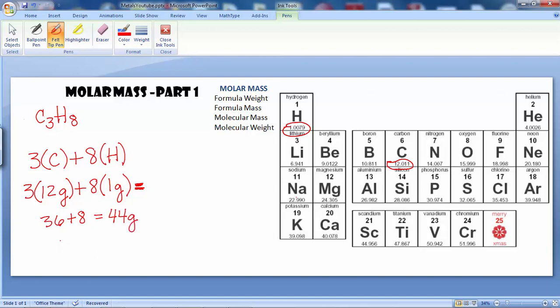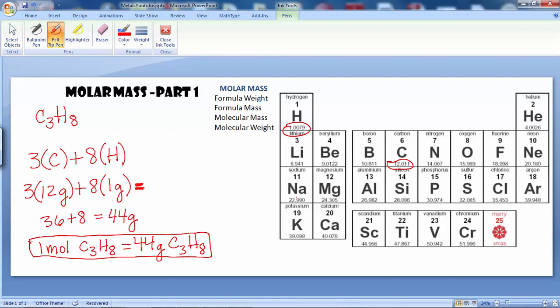So we are not finished at this point. We need to write 1 mole of C3H8 is equal to 44 grams of C3H8. At this point, we can say we finished calculating the molar mass.